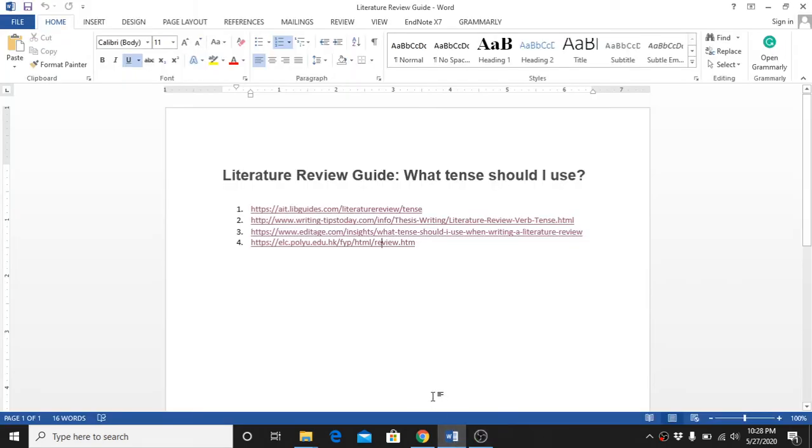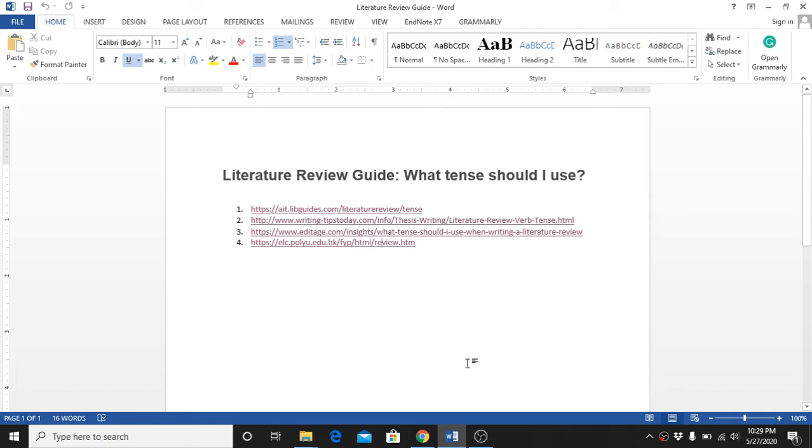So today I'm going to share a little bit of information about a literature review guide. What then should I use? So today you can go to four websites when you Google how to write a literature review.